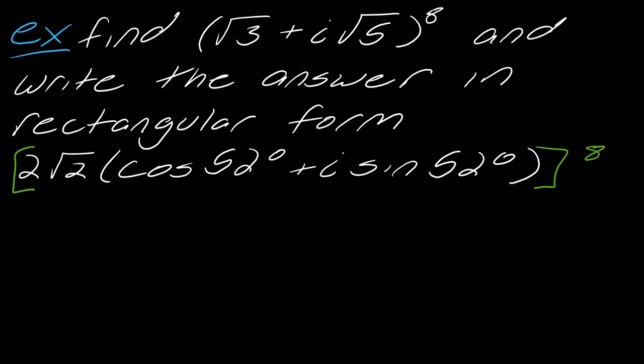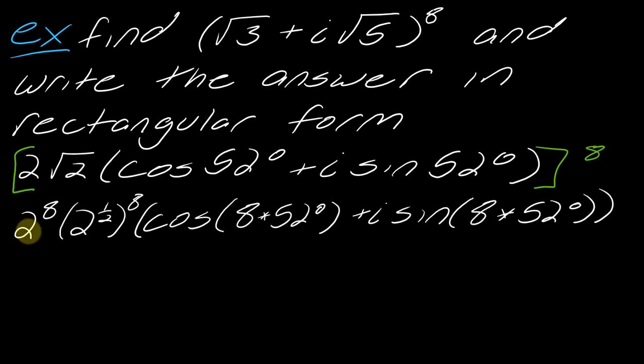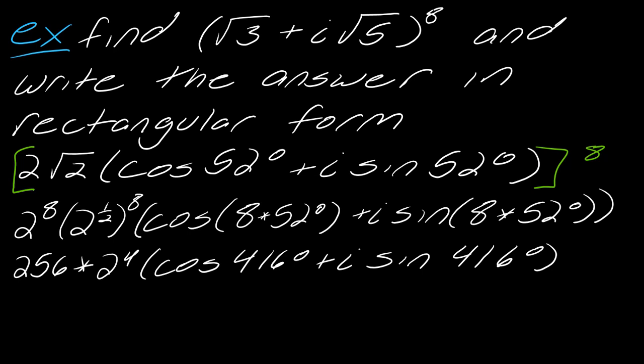Okay, and so this is where this is kind of cool. So I take 2 to the 8th, and then I converted the square root of 2 to 2 to the 1/2 to the 8th just to help me figure out what happens with the powers. And then all I have to do is multiply the degrees by 8. Boom, there you go. Okay, and so 2 to the 8th is 256. And then this 2 to the 1/2, so I take 1/2 times 8, so I just need to find 2 to the 4th. And then I've also got, so 8 times 52 is 416 degrees.